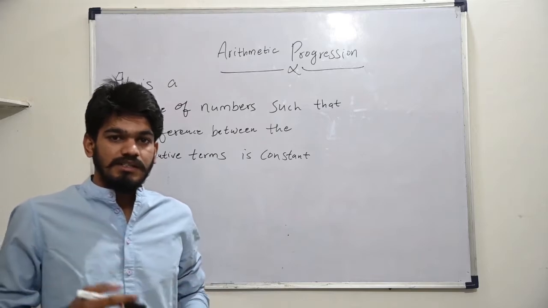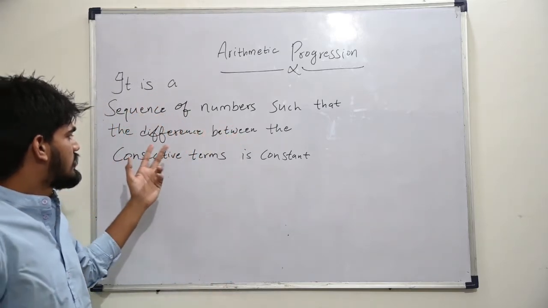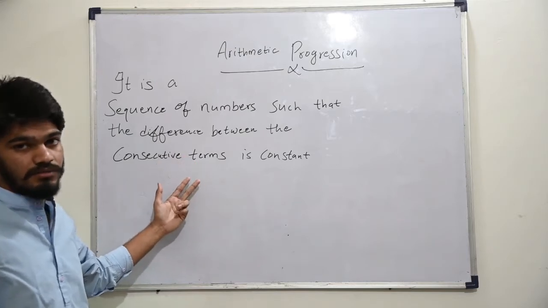Alright. So first of all, let's see the definition. It's a sequence of numbers such that the difference between the consecutive terms is constant.